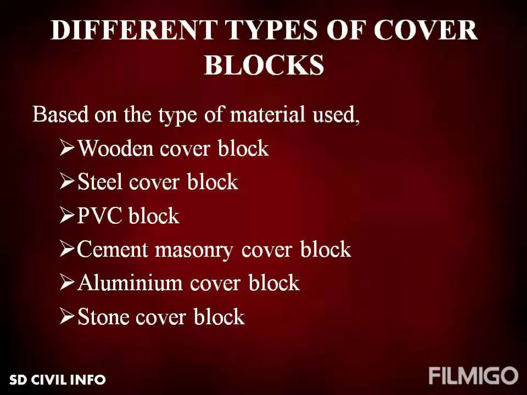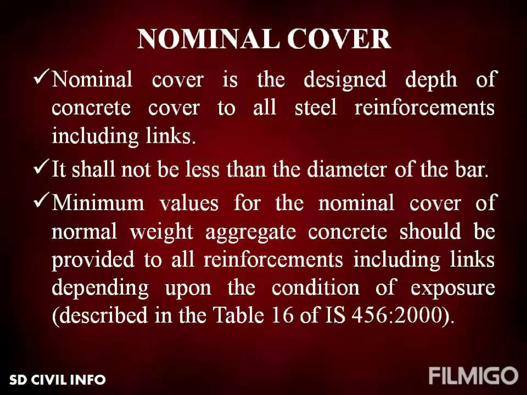There are different types of cover blocks based on the type of material used. They are wooden cover block, steel cover block, PVC block, cement masonry cover block, aluminium cover block, and stone cover block. What is nominal cover? Nominal cover is the design depth of the concrete cover to all steel reinforcement, including links, and it shall not be less than the diameter of the bar.